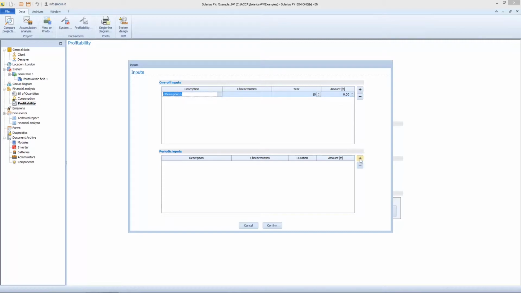Or I can also have a periodic input. For example, for the first 20 years, I have a benefit of 500 euro, because I'm producing renewable energy. And I can also handle operating cost. For the first year, I have 300 euro to pay to the state, but I can add this cost with a negative sum. So for the first year, I have a negative economical starting.